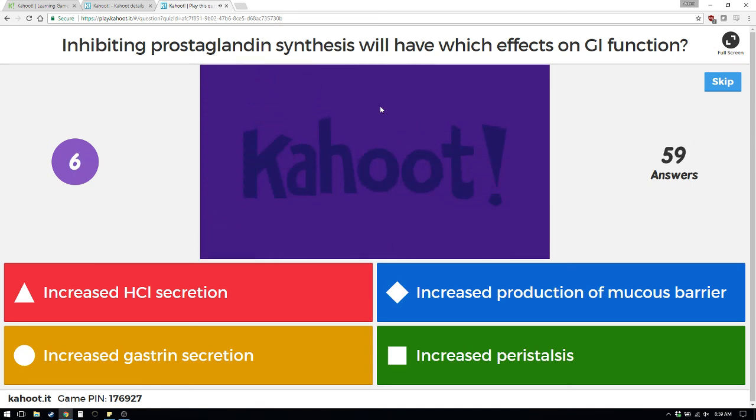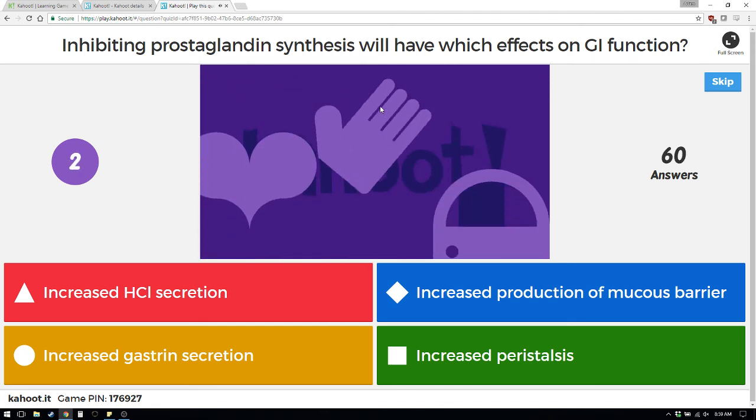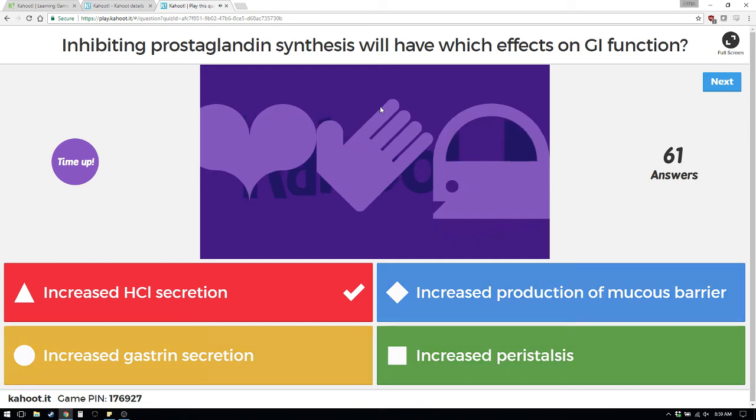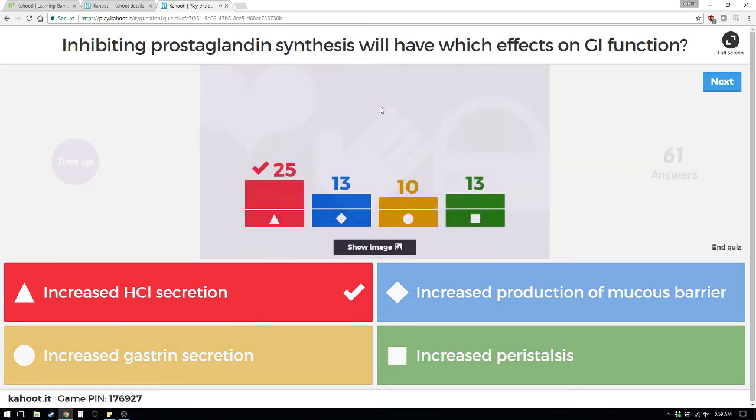What are prostaglandins doing for us? I'm sorry, inhibiting prostaglandins, which effects would it have? Yes, it would have increased HCl secretion. So why is that the correct answer? Because prostaglandins have an inhibitory effect on that proton pump, right?